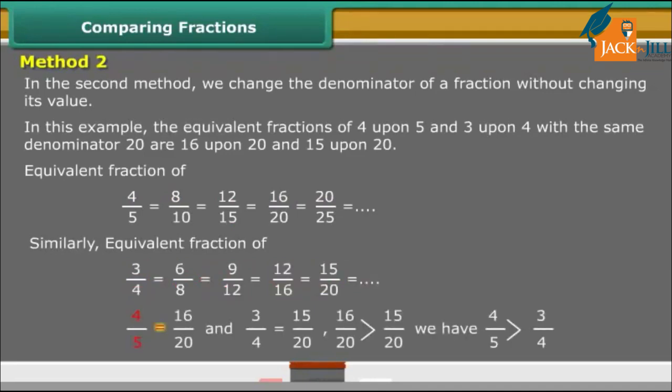4/5 is equal to 16/20, and 3/4 is equal to 15/20. 16/20 is greater than 15/20. We have 4/5, which is greater than 3/4.